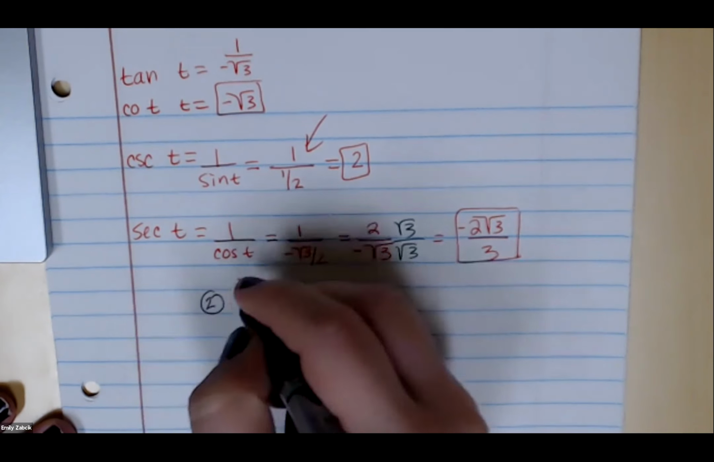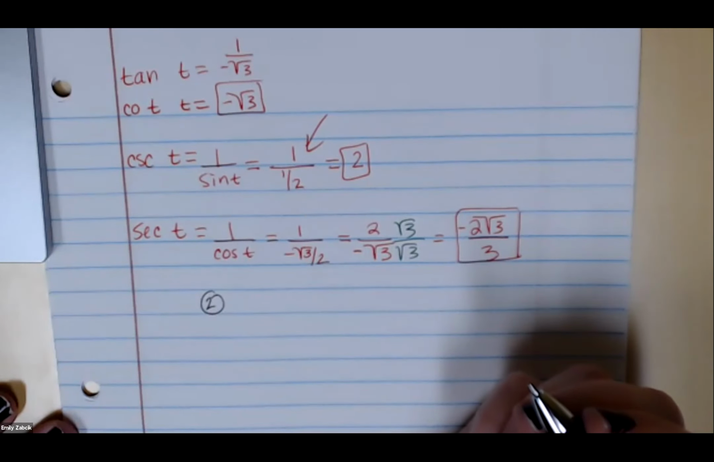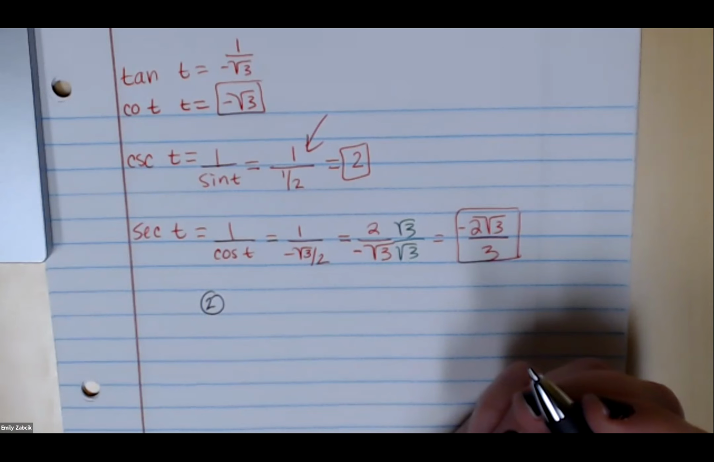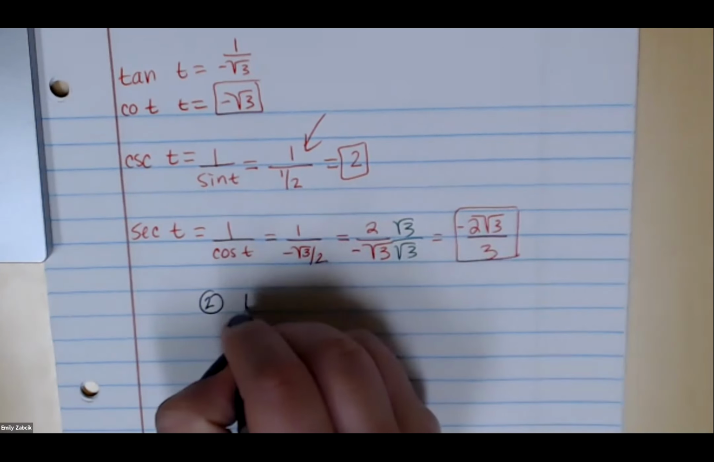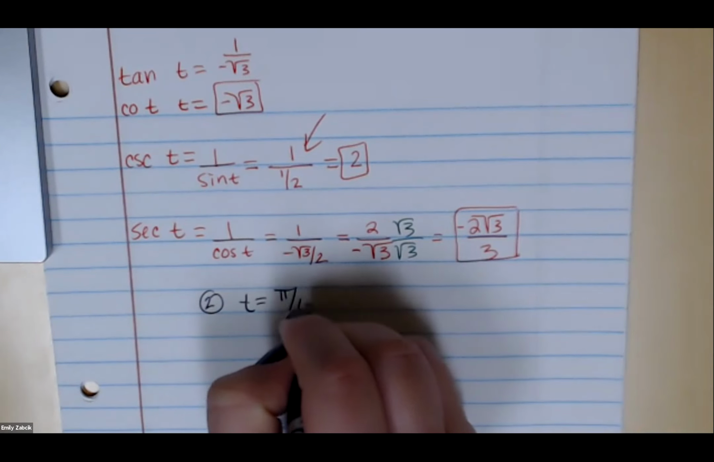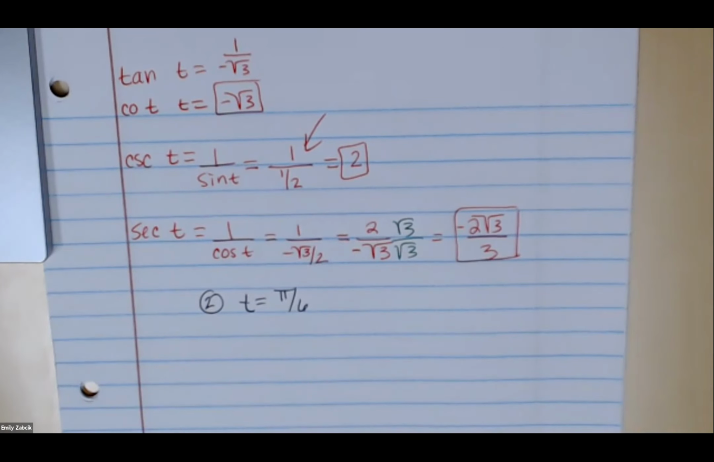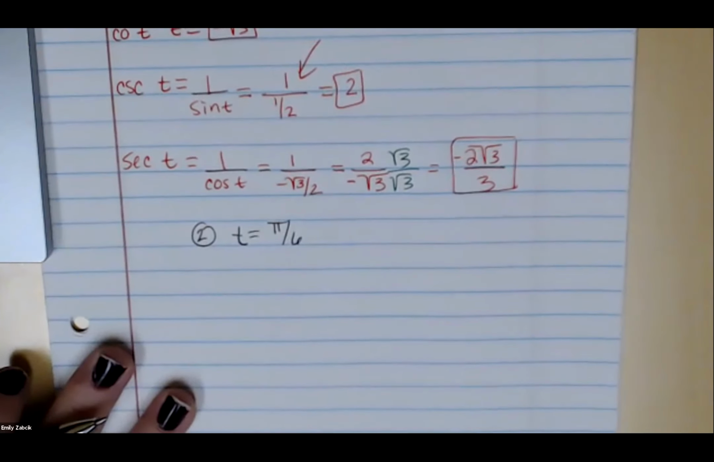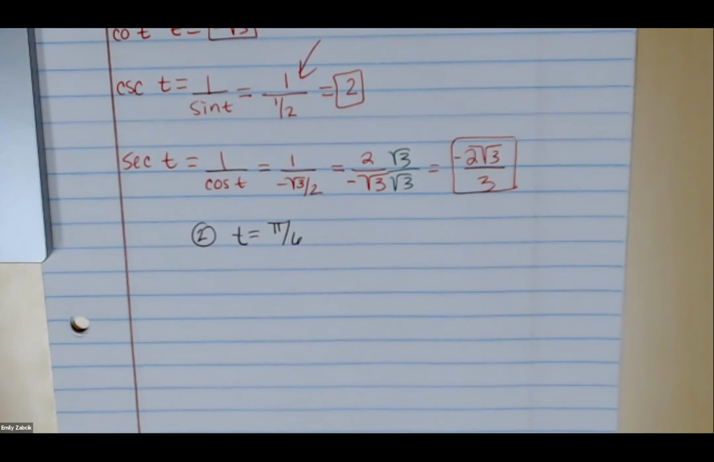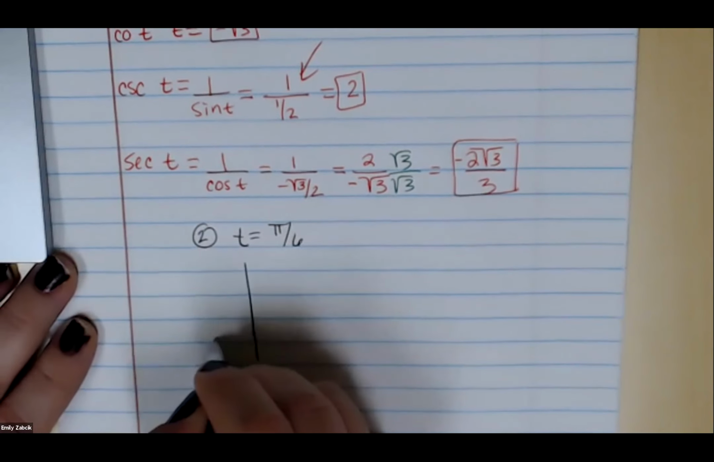Number 2. It says find sine, cosine, tangent, secant, cosecant, and cotangent when t is equal to pi over 6. And that's all they gave you. So you'll see as we move through this course, a picture is so important. And so let me draw it.